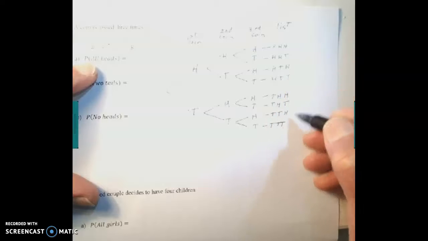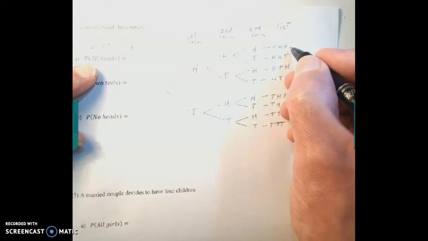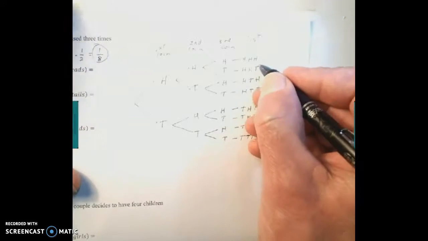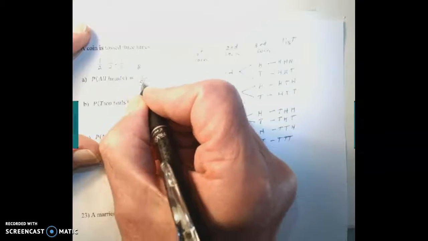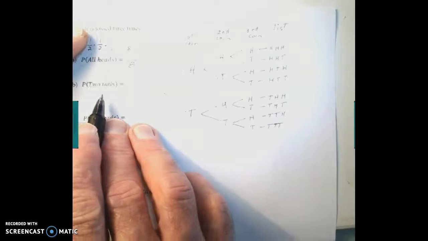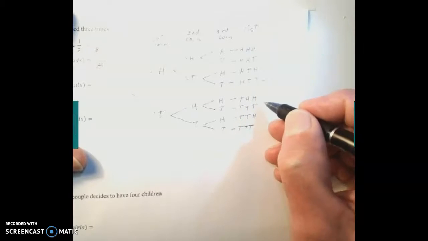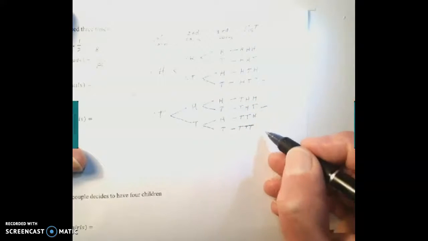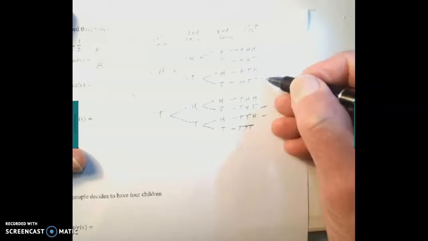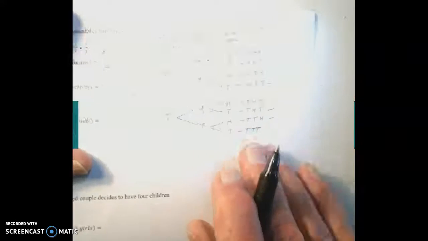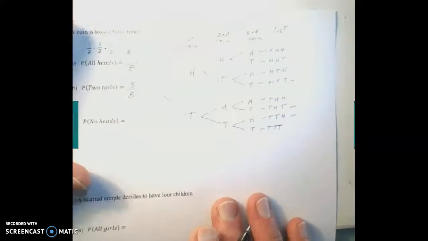2, 4, 6. There are 8 possible outcomes. The only one that is all heads is this one right here. So again, the probability is going to be 1/8. The probability of getting 2 tails, look at your list of events. The only ones that have 2 tails would be this one. This has 2 tails. This has 2 tails. So there are 3 of them that have 2 tails, again, out of 8 possible. The probability of 2 tails is 3/8.